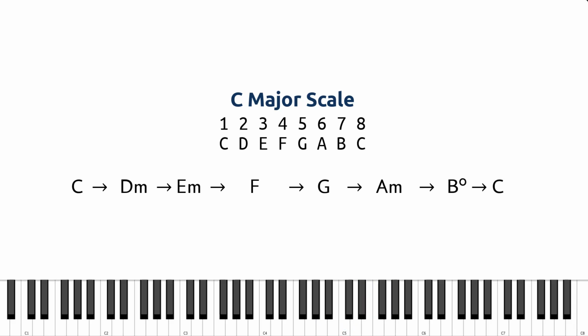The Plagal Cadence is a motion by which the chord built on the fourth degree resolves to the chord built on the first degree. In our case, this will be an F major resolving to a C major. That's really all there is to it. Let's have a listen to how it sounds.